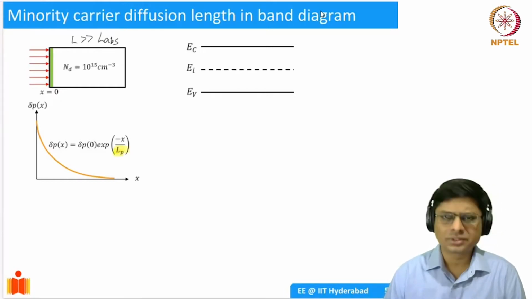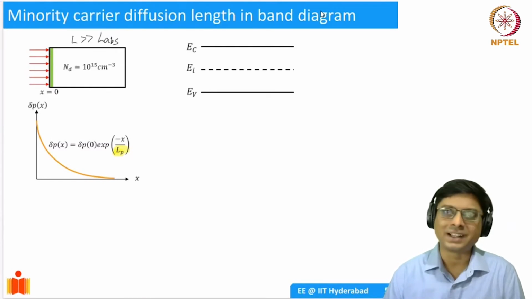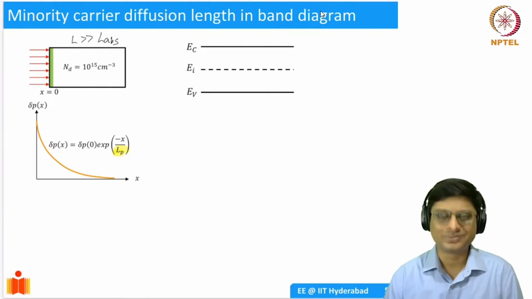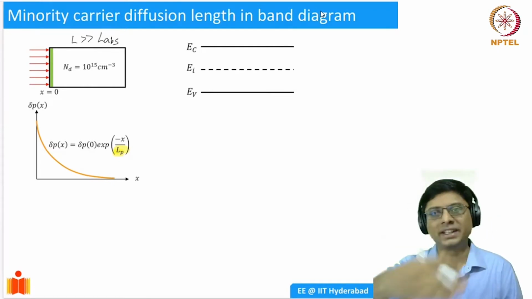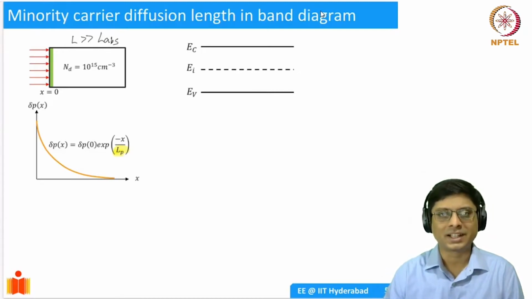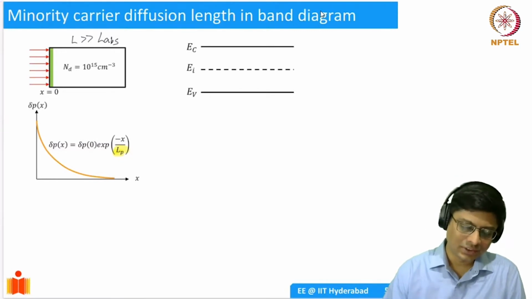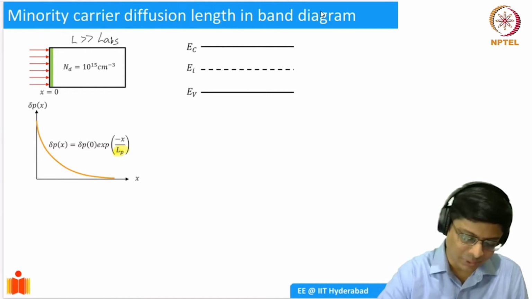So this is what we have seen already, right? Now we want to represent that in a band diagram. What will we do? To represent this exponential decay in the excess carrier density, how do we represent that? Well, you can guess it. You might already have guessed, but anyway, let me go through the motions.